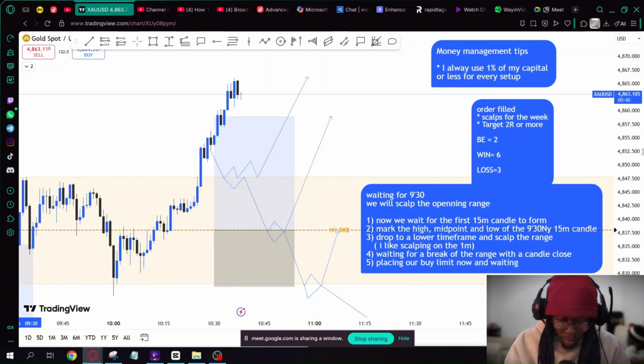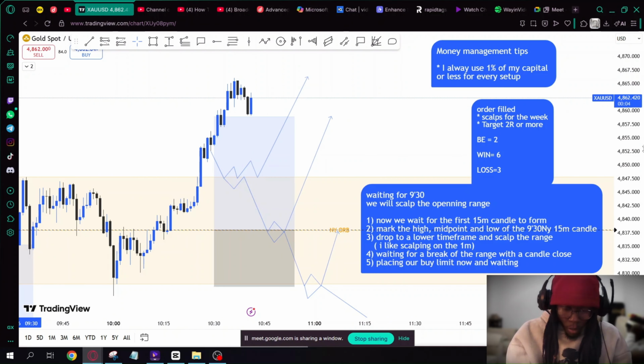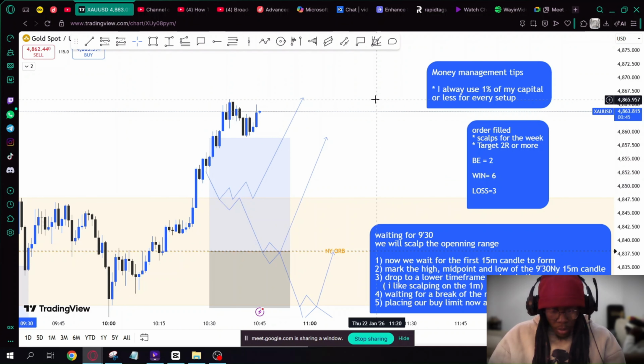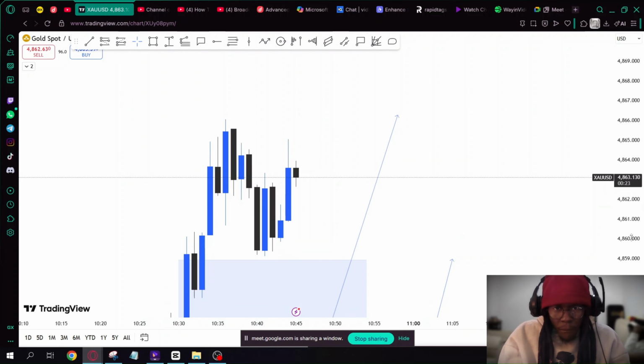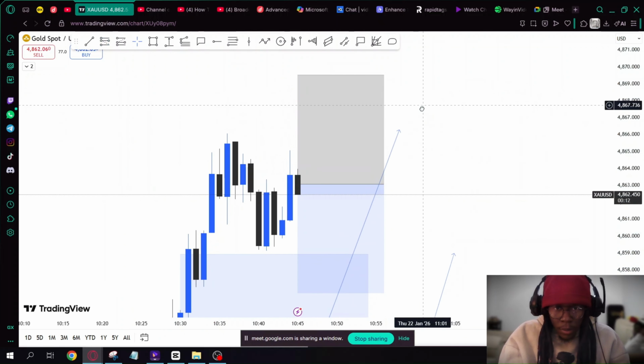I usually do that, especially if we had a very large range. If the range was big, then I'll do that. But if we have a small range, I will scalp the breakout.